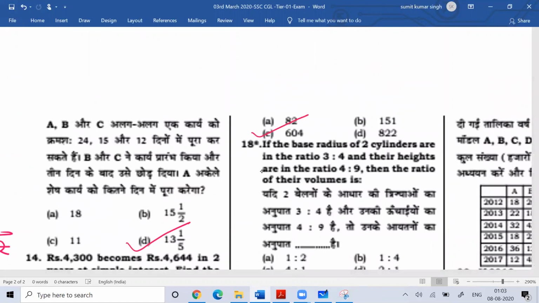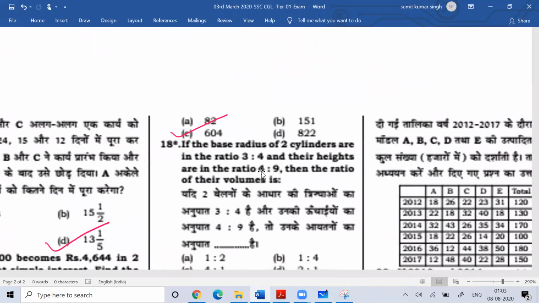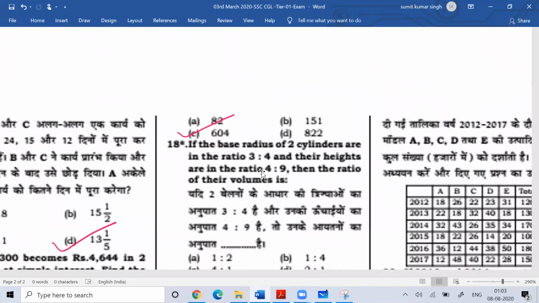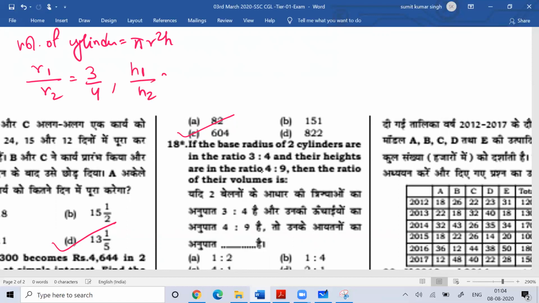Simple. Now question number 18, cylinder formula, you know, that is pi r square h. So volume of cylinder is equal to pi r square h. Okay, they gave you the base radius of two cylinders as 3:4. So I can write R1 by R2 is equal to 3 by 4, and the ratio of the height is 4:9. So H1 by H2 is equal to 4 by 9.